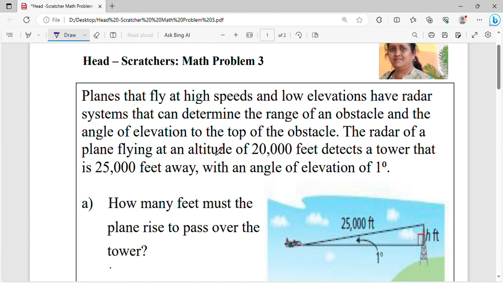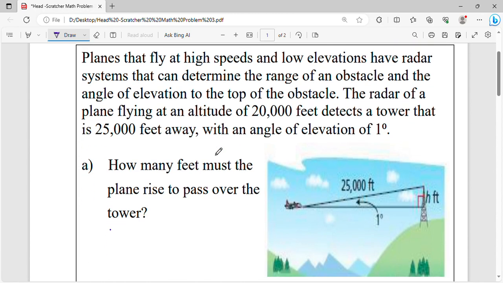Planes that fly at high speeds and low elevations have radar systems that can determine the range of an obstacle and the angle of elevation to the top of the obstacle. So basically you see this is the aeroplane. Let me mark it as A. This is the horizontal distance and this is the tower you will see here. And this is the hypotenuse of this particular right angle triangle, and this is the angle of elevation.